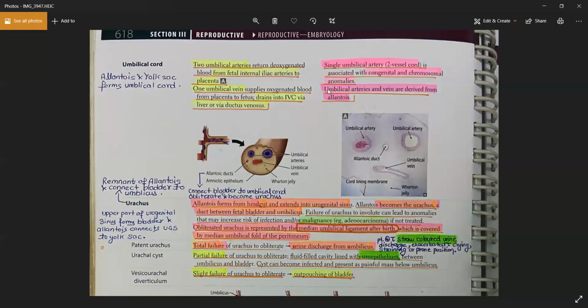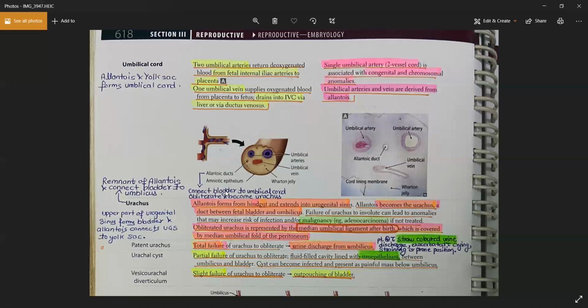Please note that the umbilical arteries and veins are all derived from the allantois. So if the exam asks you what forms the umbilical cord, it will be the allantois that forms the umbilical arteries, the umbilical vein, and you have this umbilical cord.